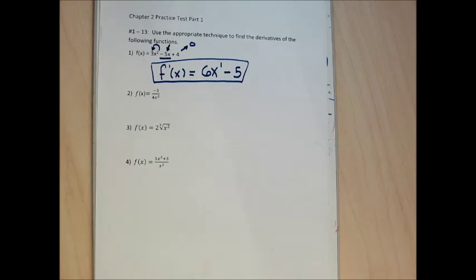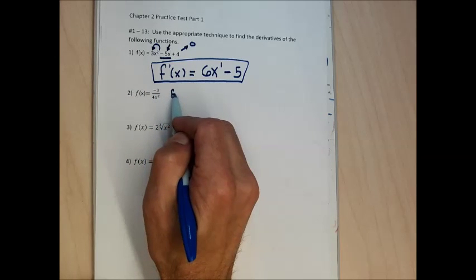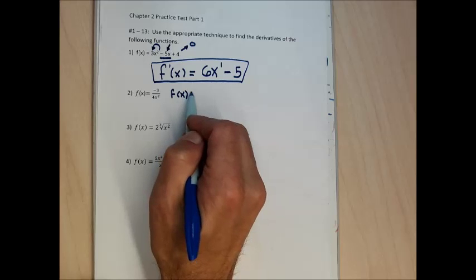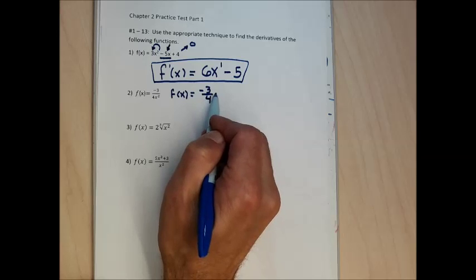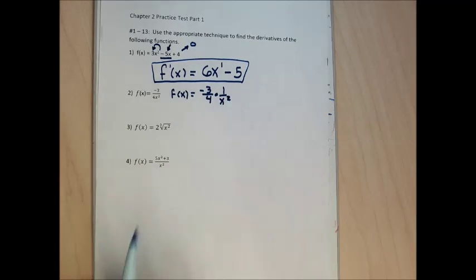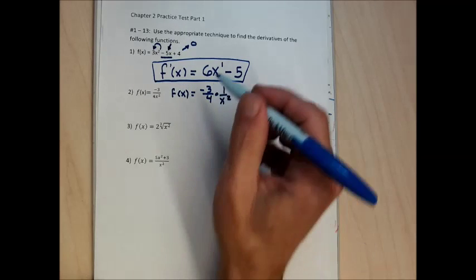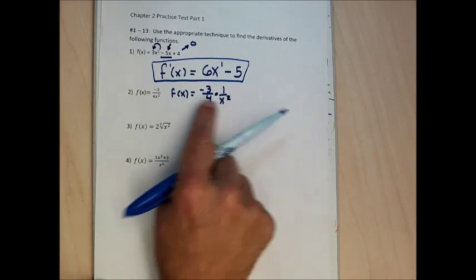To do problem 2, I could use the quotient rule to find the derivative, but there really isn't a need to use the quotient rule, and I don't care for the quotient rule, so I'm going to try to avoid the quotient rule. If you want to, you can think of this problem like this. f of x equals negative 3 over 4 times 1 over x squared. This would absolutely be equal to the original problem, because if I was to multiply these fractions back, I'd multiply negative 3 times 1 and 4 times x squared. This is equal to that.